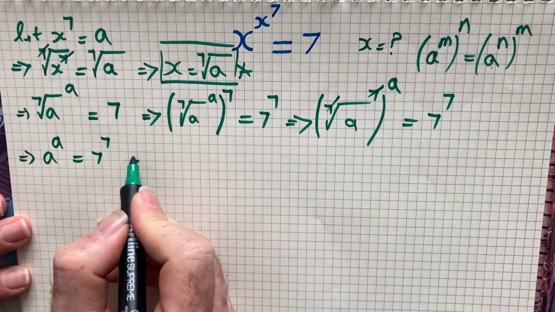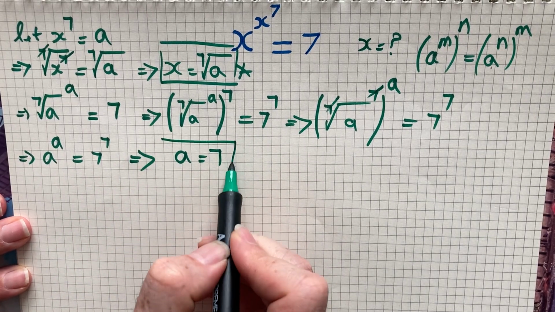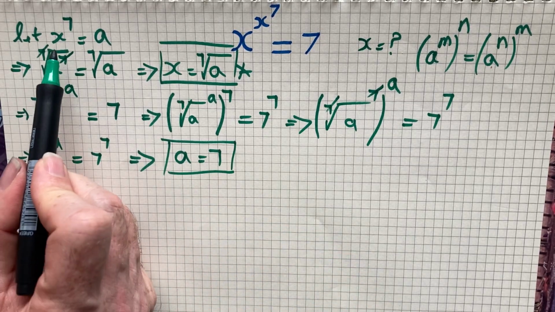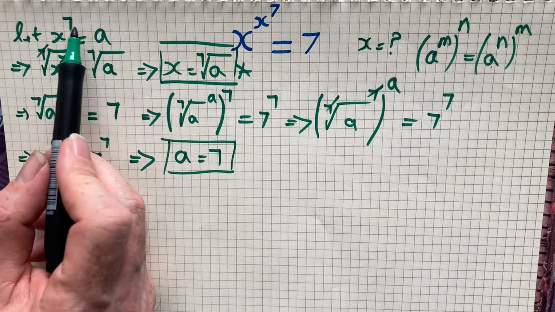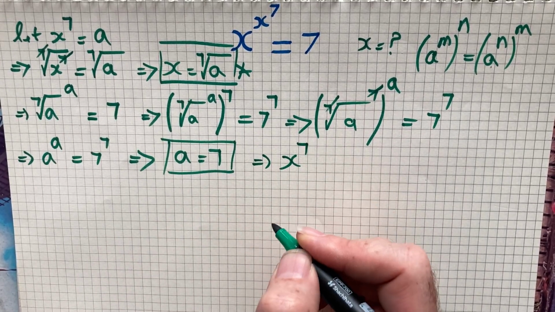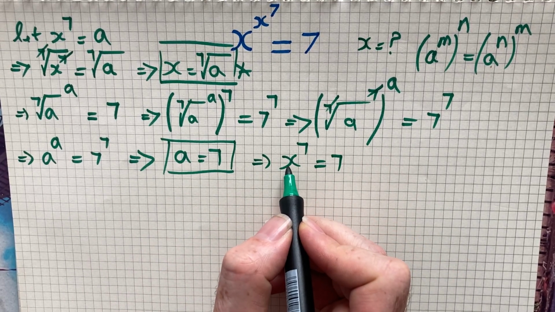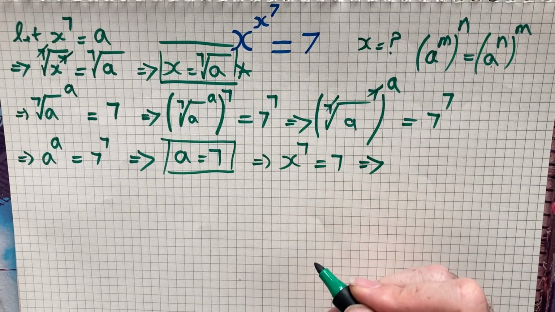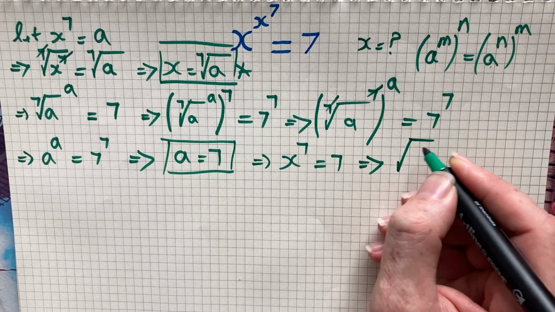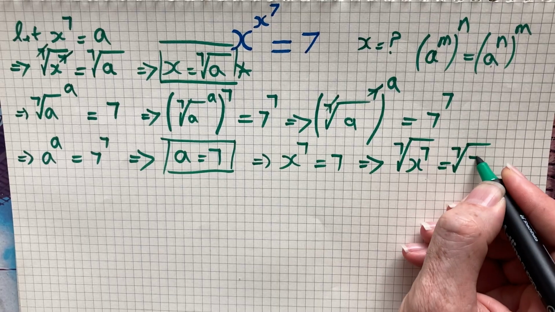Look carefully. What is the value of a from this equation? Right, a is gonna be 7, right? Okay, but what is a? First, we said x raised to 7 equals a. So a is gonna be x to the power of 7, right? X to the power of 7 equals 7. Now we need to find the value of x from this equation. What should we do? Take root 7 on both sides of this equation, right? Root 7 of x to the power of 7 equals root 7 of 7.